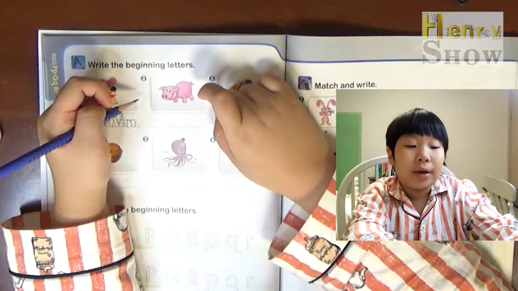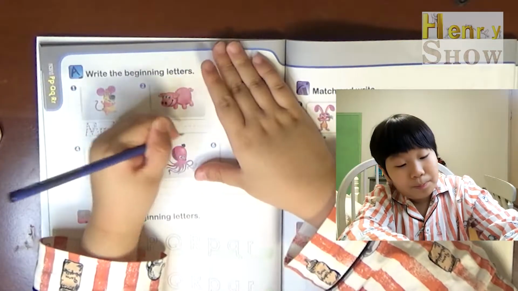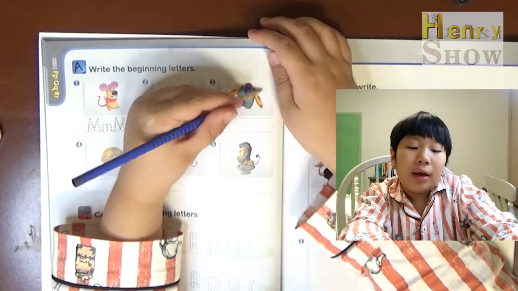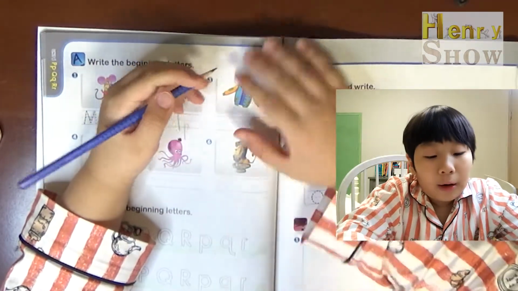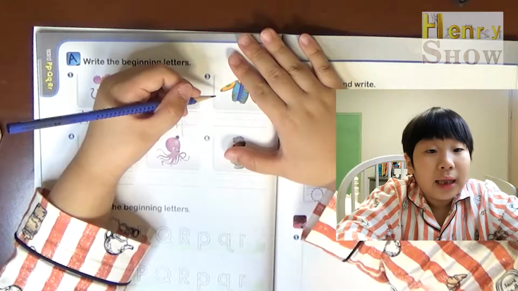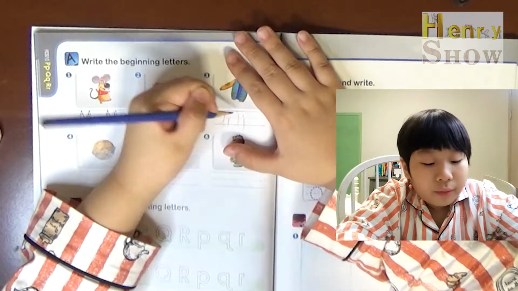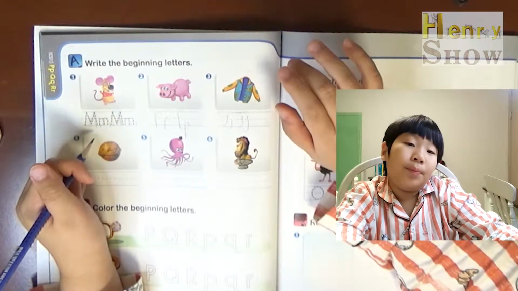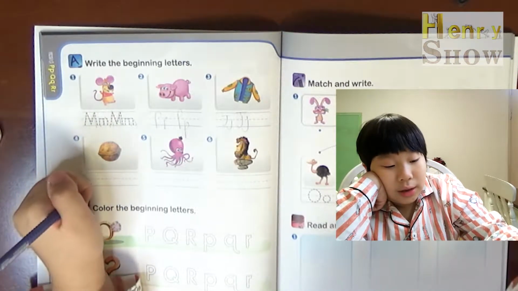What do you think this is? This is a pig. This is a pink pig that begins with P. Number 3, what do you think it is? This is a jacket that has buttons and a green pocket. What does jacket begin with? Jacket begins with phonics J, letter J. Number 4, this is a nut. What does nut begin with? Nut begins with N. N.